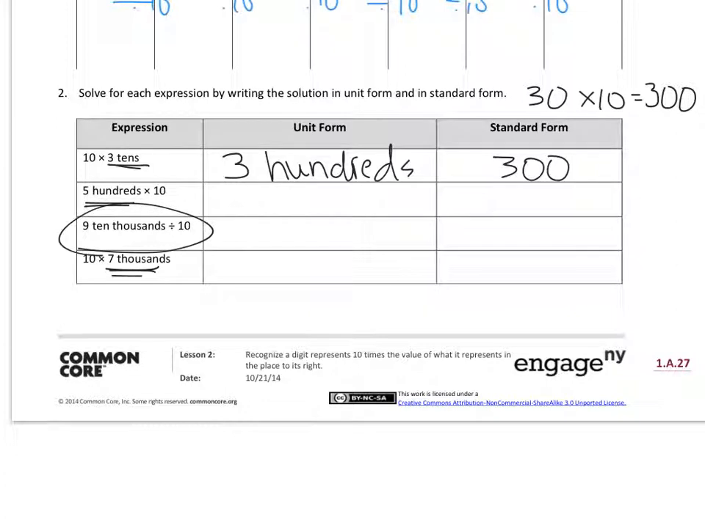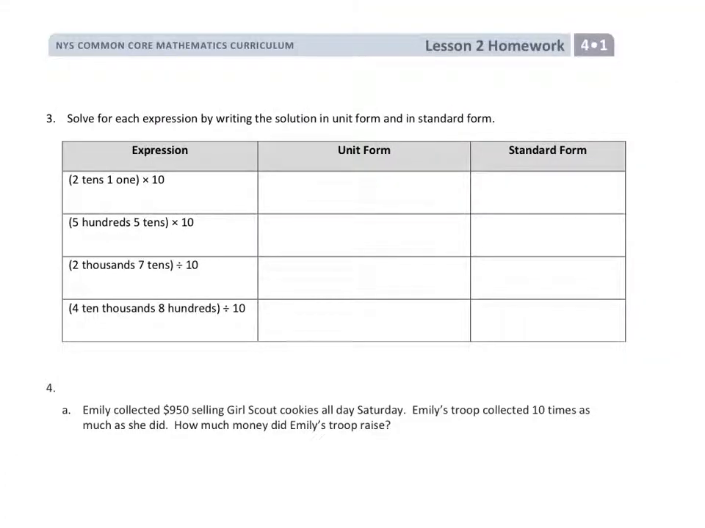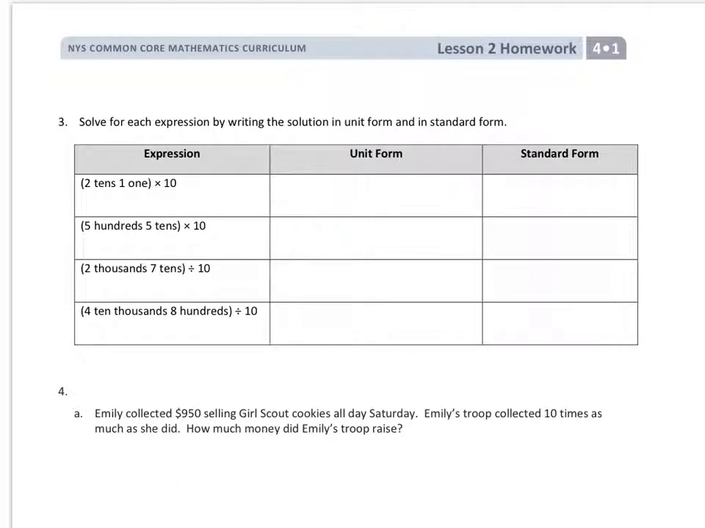Here, they're going to move through division, going to the smaller place value. So if we take 9 10,000s and we divide, we're going to move to the right one place. So students should still use the place value chart to support their thinking there. On the back, they're going to solve for each of these in unit form and standard form. So what I would do is have the students think about how 10, 2 tens gets 10 times larger. Where should that move to? And 1 getting 10 times larger.